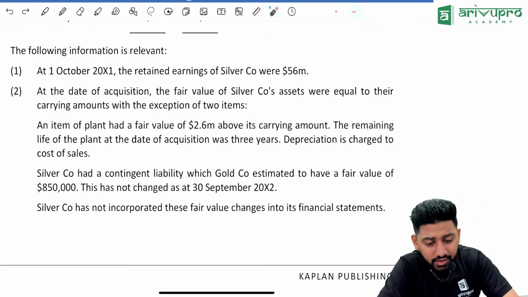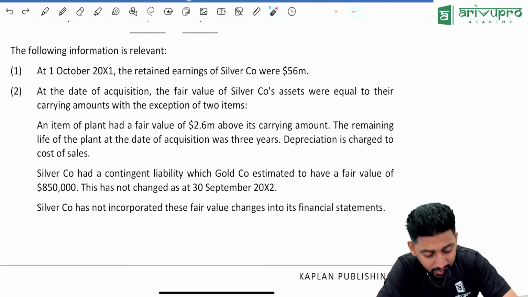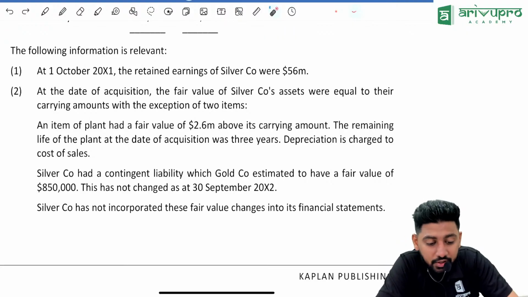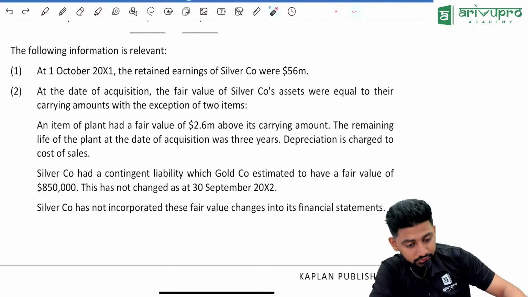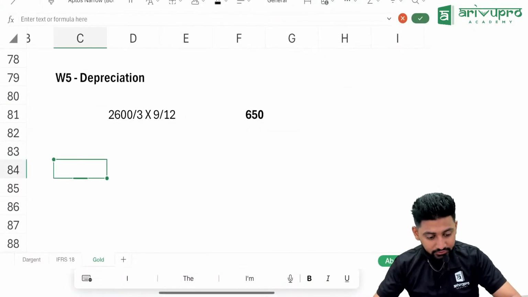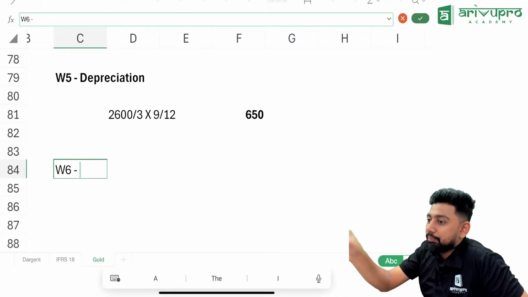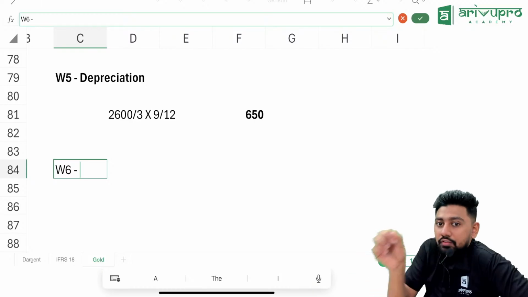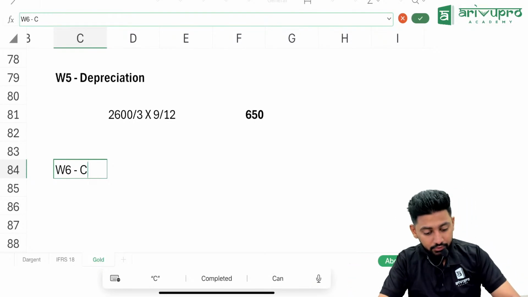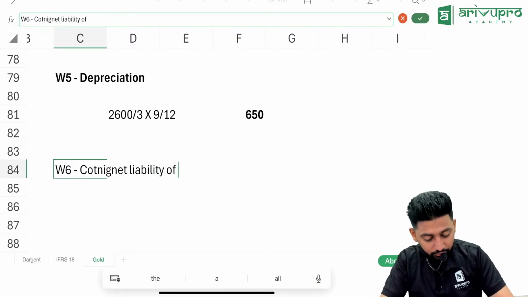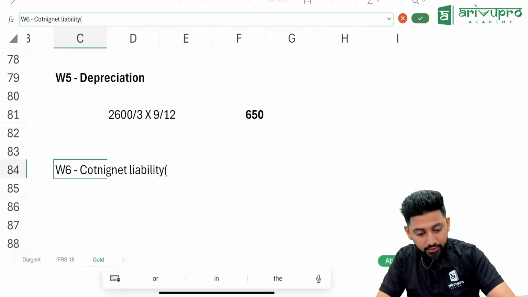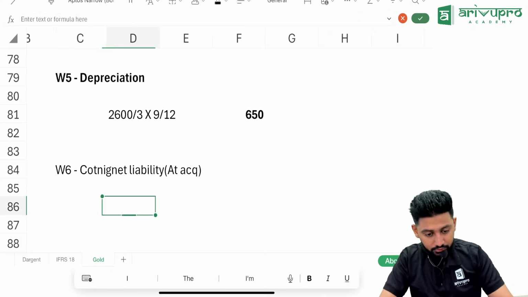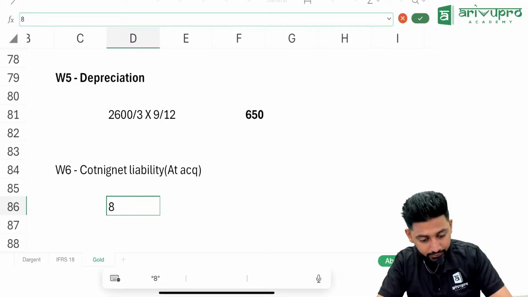Silverco had a contingent liability which Goldco estimated to have a fair value of 850. This has not changed as at 30th September 2012. So Silverco had a contingent liability. Now working number 6, there is a contingent liability which has to be provided. Now last question together, so no impact on goodwill here. It will have an impact on goodwill by only contingent liability. So contingent liability at acquisition, 850 to be provided.